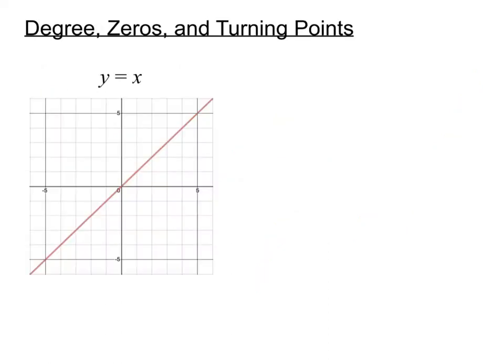And so now it's time to put some ideas together, because there is a correlation between the degree of a polynomial, its zeros, and its turning points. So here you see a very basic example. You have the equation graphed here of just y equals x. Now, first of all, the degree of this polynomial is one, a first degree polynomial, because remember, anytime we write y equals x, that's just x to the power of 1.